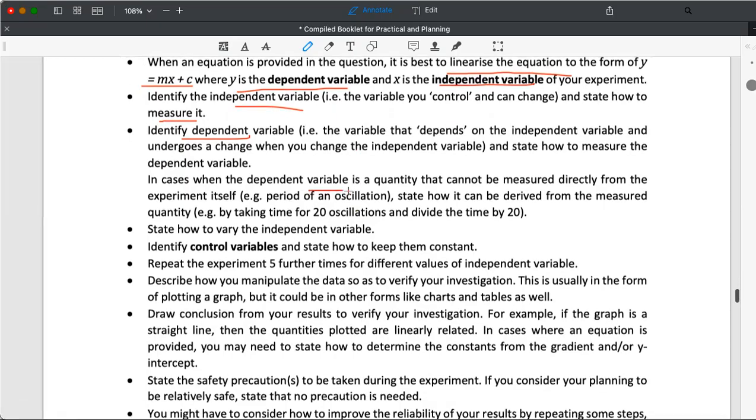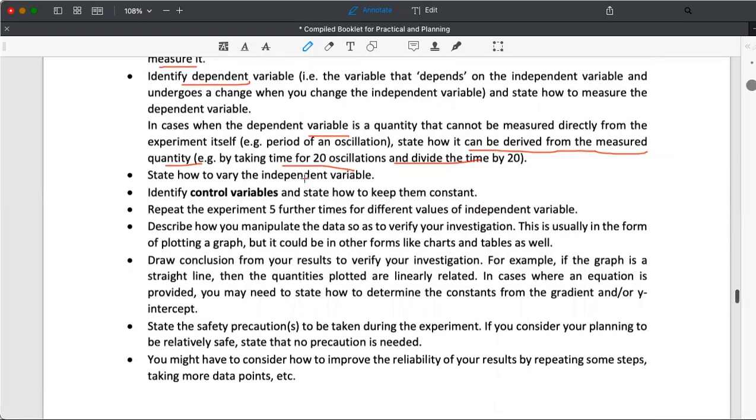When the dependent variable is a quantity that cannot be measured directly from the experiment, for example, period, they want you to find period, then you need to state how to get the derived quantity. So for example, for determining the period of oscillation, you can say it can be derived from the measured quantity by taking the time, repeating and getting the second time, taking the average and then dividing by 20 to get the period. So you need to mention that in your procedure. That is part of the points to consider.